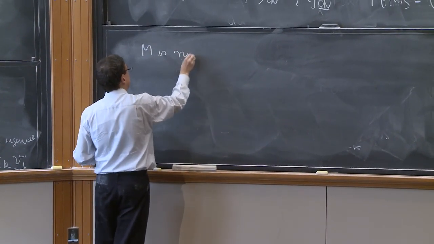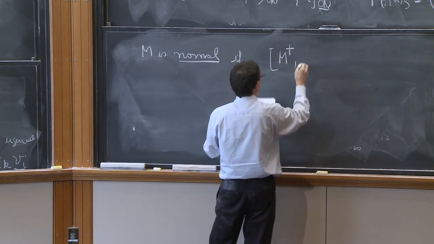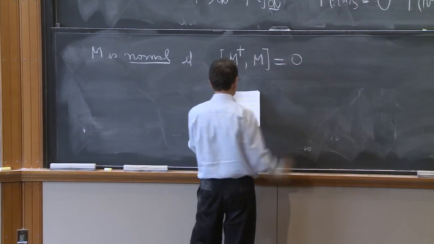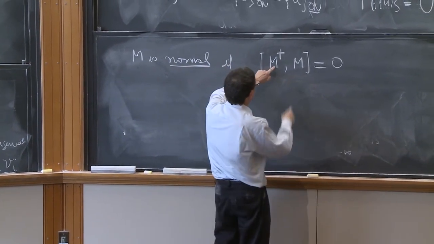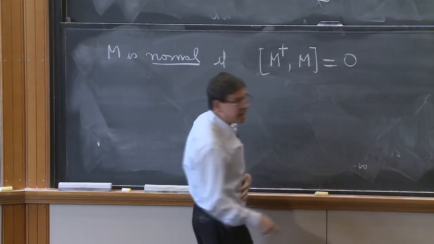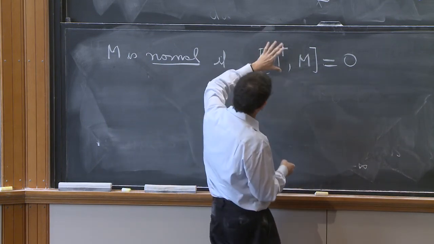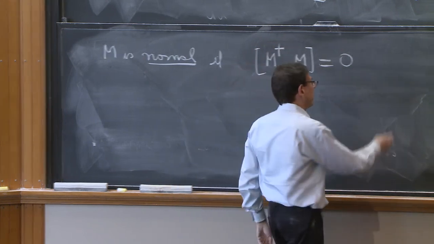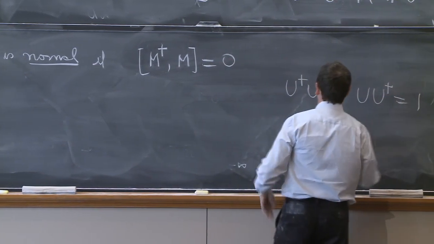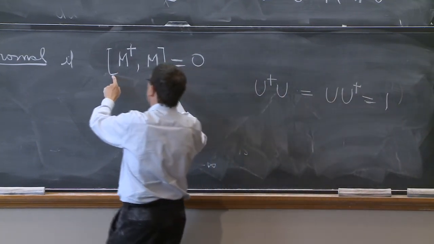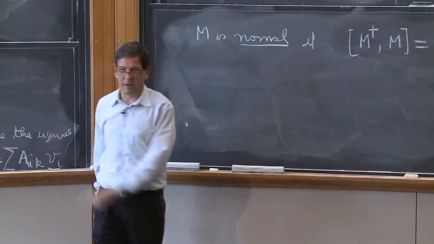M is normal if M dagger, the adjoint of it, commutes with M. So Hermitian operators are normal because M dagger is equal to M, and they commute. Anti-Hermitian operators are also normal because anti-Hermitian means M dagger is equal to minus M, and it still commutes with M. Unitary operators have U dagger U equal to U U dagger equal to 1, so U and U dagger actually commute as well. So Hermitian, anti-Hermitian, unitary, they're all normal operators.